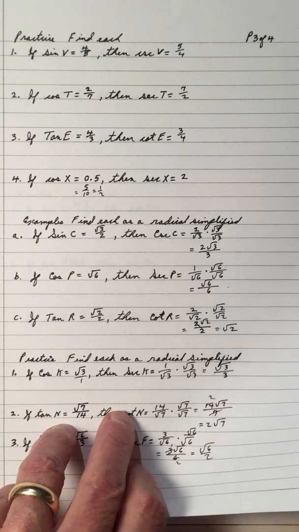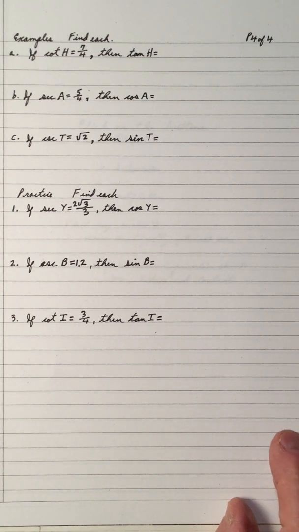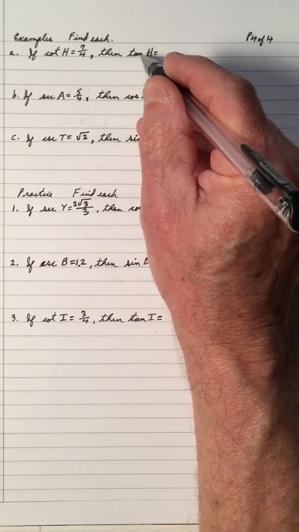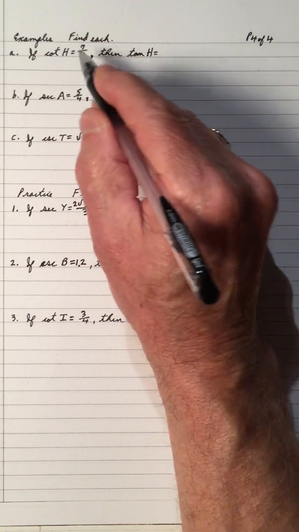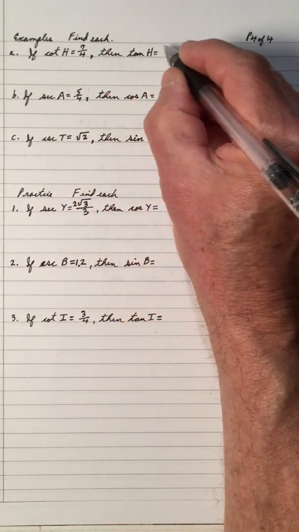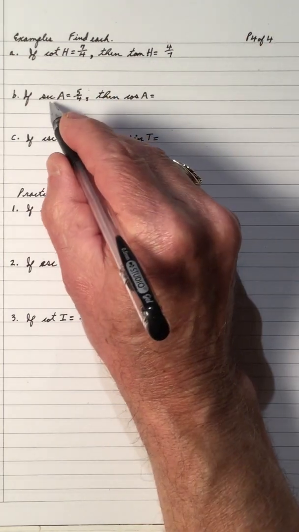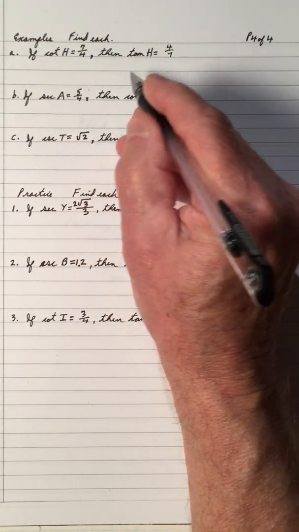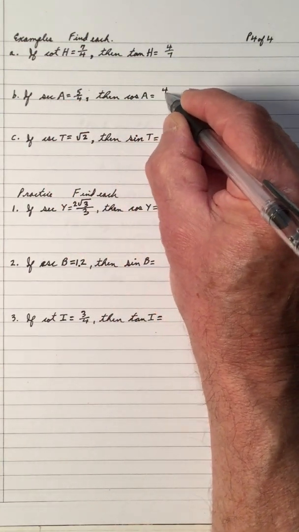And let's go to the next page. And we have some more, just a little bit different, similar, but now I'm going from the reciprocal ratios to the primary ratios, but it doesn't make a difference because they're the same angle H. So cot and tan are reciprocals, so that's 4 over 7. And secant A, notice angle A here twice, so it's okay. Secant and cos are reciprocals, so it's 4 over 5.